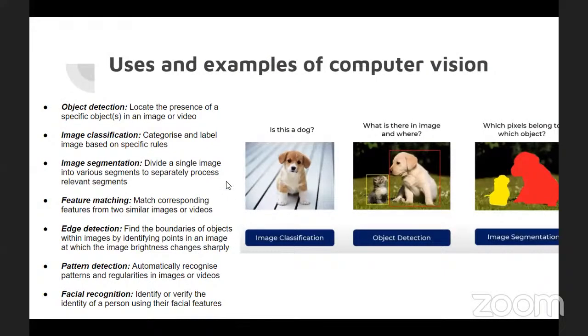So here are some examples and use cases of computer vision. Some of the major fields that computer vision covers are object detection, image classification, image segmentation, feature matching, edge detection, pattern detection, and facial recognition. The most used techniques of computer vision are object detection, image classification, image segmentation, and facial recognition. Edge detection, feature matching, and pattern detection come at lower ranking.